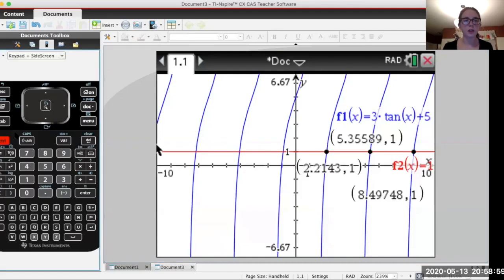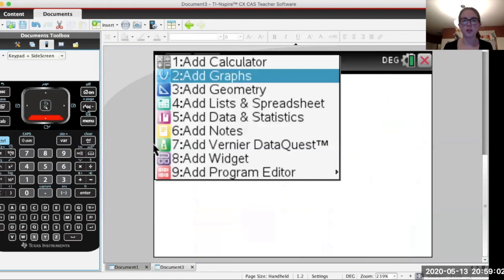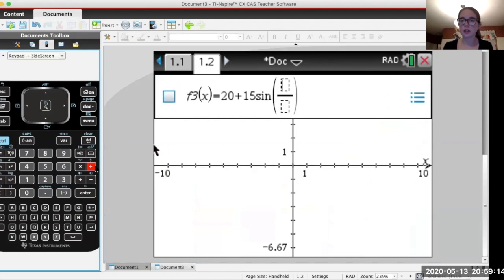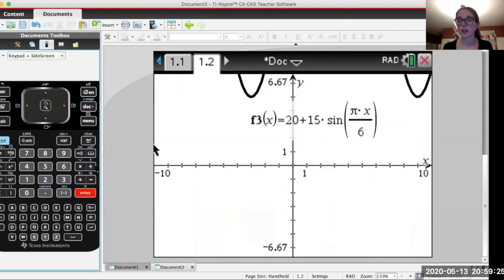So now I'm back to my calculator, and I'm going to add a new graphing page to do this second problem. And since I already am in the same document, my new graph is going to come up as f3. So I'm going to type in 20 plus 15 sine, and then I'm going to make a fraction. And I'm just going to type in, instead of using the pi symbol, you can just type in pi times x. We can't use t, and that's over 6. And I'll graph that one. And again, I'm already in radians, so this is good.